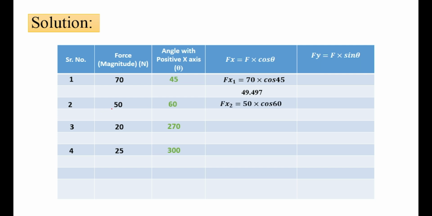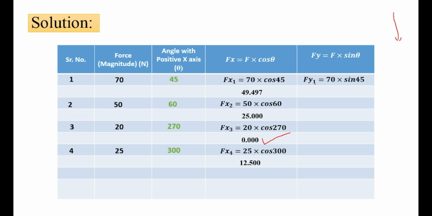The fx2 is equal to force into cos theta. Force is 50 into cos 60. The value is 25. The next force is 20 into cos 270. Its value is 0. Remember, this 20 Newton force is a vertical. So students get confused about what is the component of vertical force. Fx is 0 or Fy is 0. So this method will solve your confusion. The last one is Fx4 is equal to 25 cos 300. Its value is 12.5.